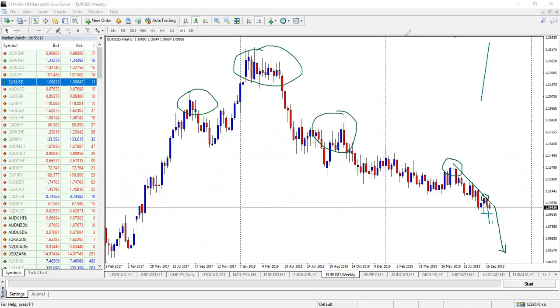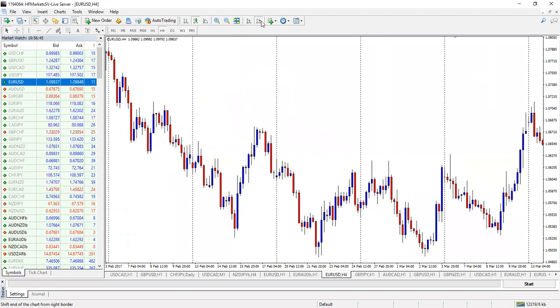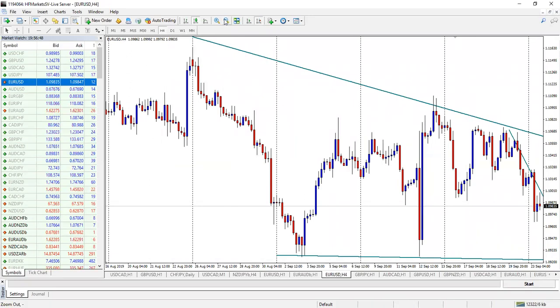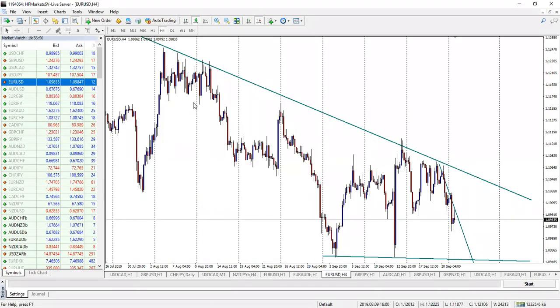Now let's go back to the 4 hours time frame so that we can keep looking at what we're looking at. Let me erase all this stuff. Maybe it's not going out because it's not there. Okay, so we are now at the 4 hours time frame.